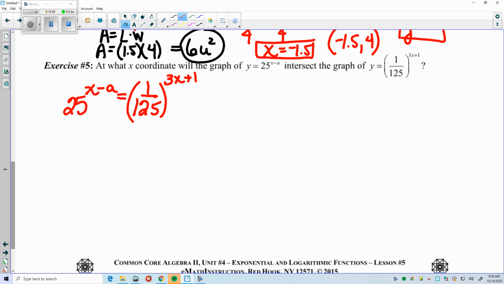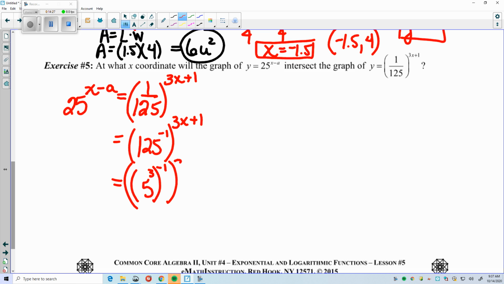Okay, so again, we have this fraction. I want to get it out of the fraction, and by doing that, that's going to turn it into 125 to the negative 1. Keep in mind, we still have our other exponent. And now I need to make the base smaller. I can write both of these as a base 5. This would be 5 cubed to the negative 1, this whole thing still to 3x plus 1. The 25 to the x minus a. Okay, again, I can write the 25 as a base 5. 5 squared will get me 25. And then I still have the exponent x minus a.